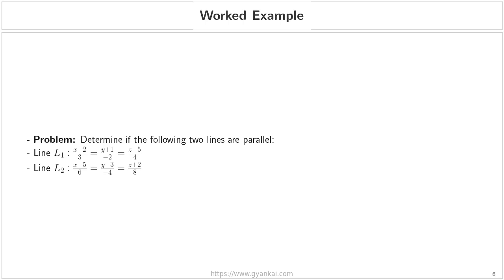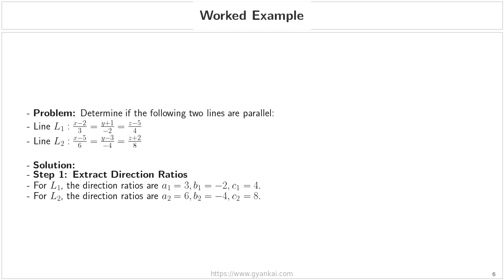Second, we have line 2, where (x minus 5) over 6 equals (y minus 3) over negative 4, which equals (z plus 2) over 8. To solve this, we will follow the 4-step procedure I mentioned in the previous slide. Step 1, we need to extract the direction ratios from the equations.